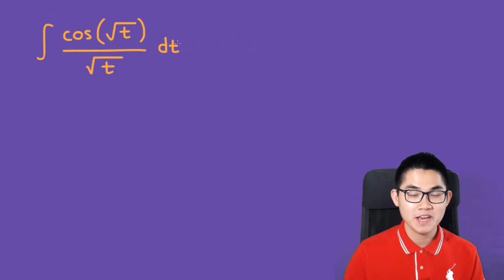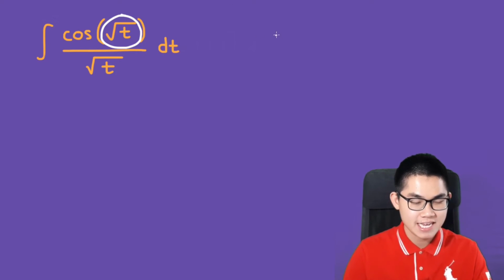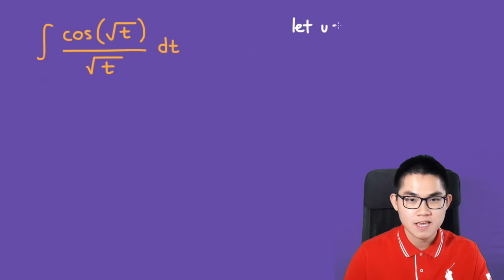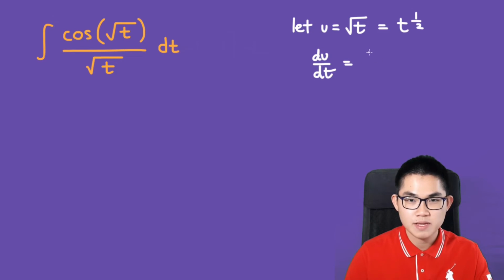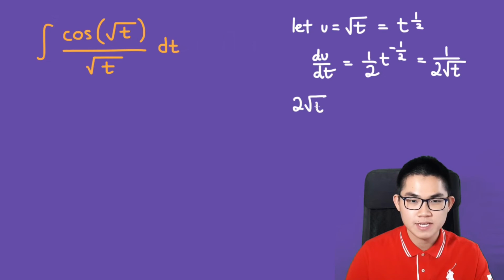The integral of cosine of the square root of t over the square root of t dt. Now, the beautiful thing about U-substitution is it allows us to simplify things. So we can simplify the square root of t into a u. So let u equal the square root of t, which is basically t to the power of 1 over 2. Then we differentiate it, so du over dt. That's going to be 1 over 2 times t to the power of negative 1 over 2. That's basically 1 over 2 square root of t. So this means 2 times the square root of t du is going to be equal to dt.